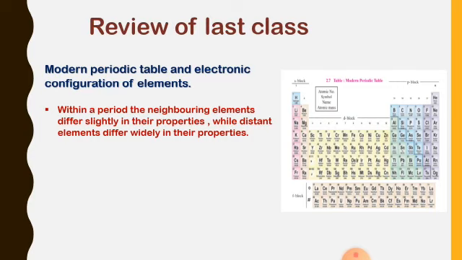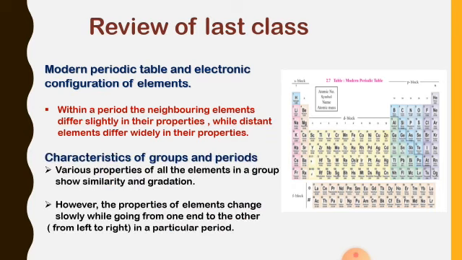Then the elements in the same group show similarity and gradation in their properties. Elements in the same group show similarity and gradation in their properties. This happens because of the electronic configuration of elements. Then we have learnt about the characteristics of groups and periods.